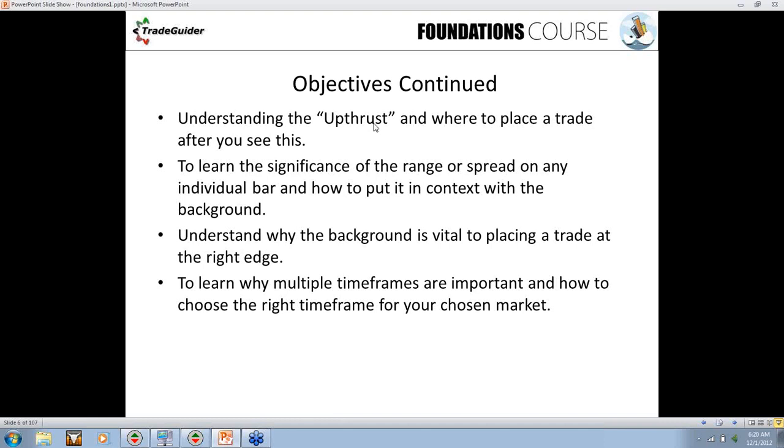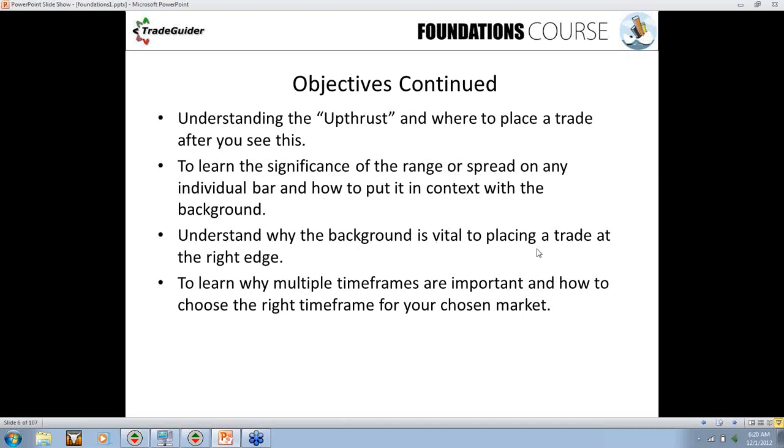Can you trade these principles in a sideways market? Absolutely you can, yes. But you must define what we call a playing field, and I'm going to talk about that again today. To learn the significance of the range or the spread on any individual bar and how to put it in context with the background. Now I've got a schematic that I'm going to show you in a minute that shows what I mean by the range or spread of the bar.